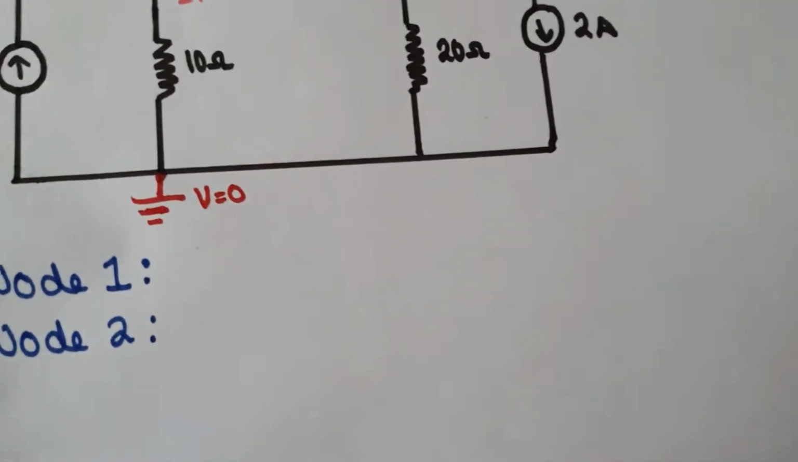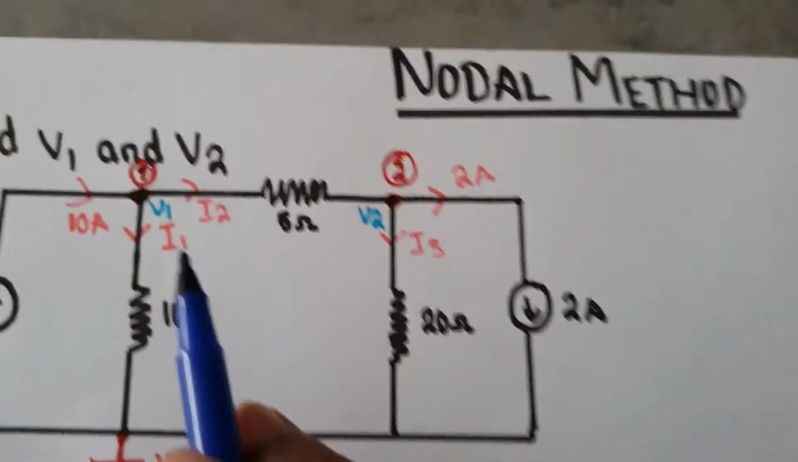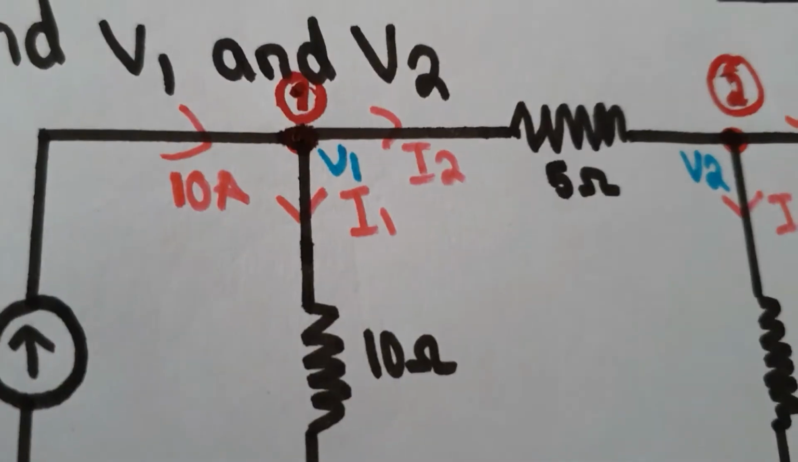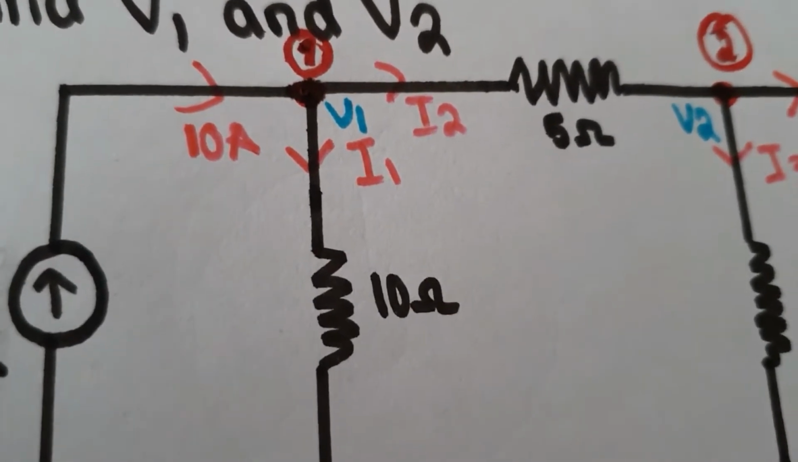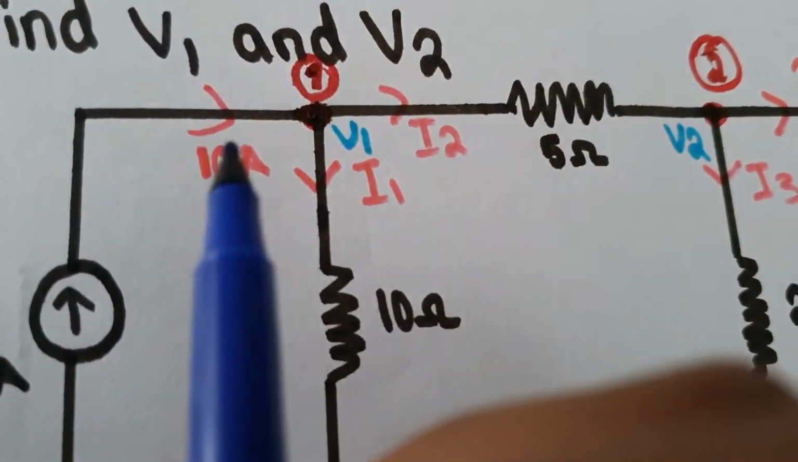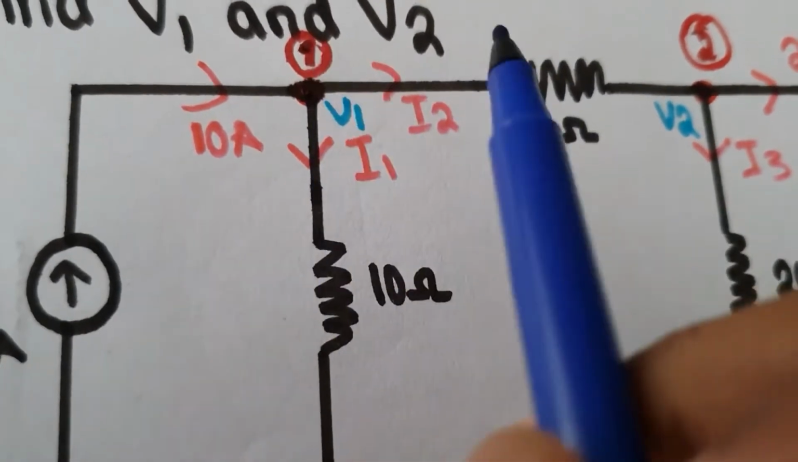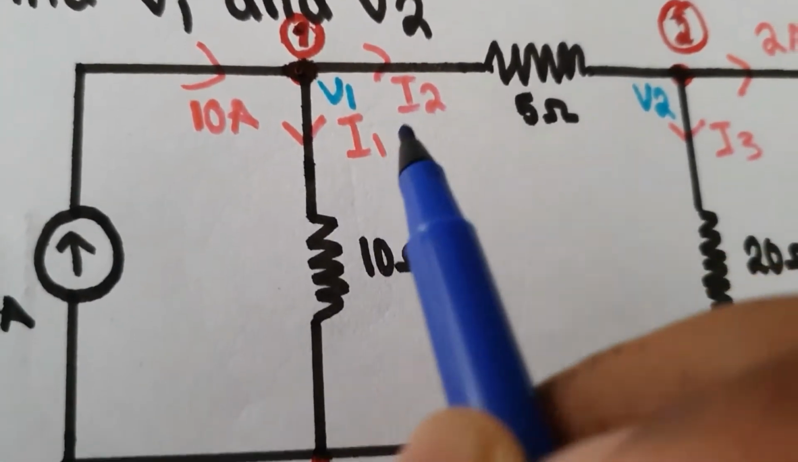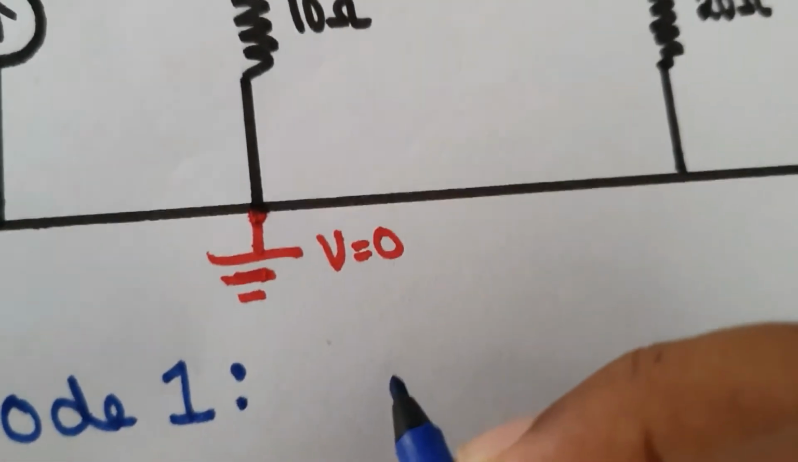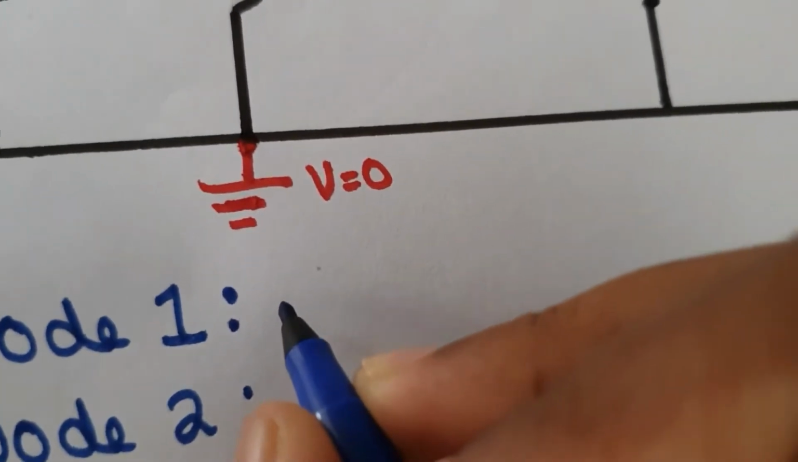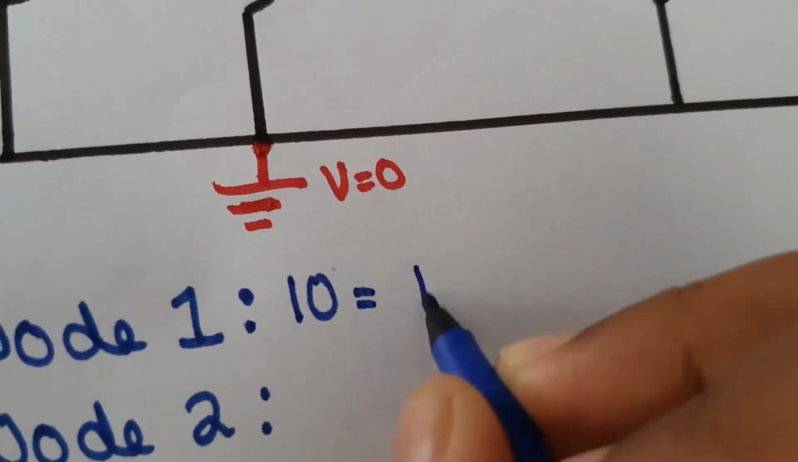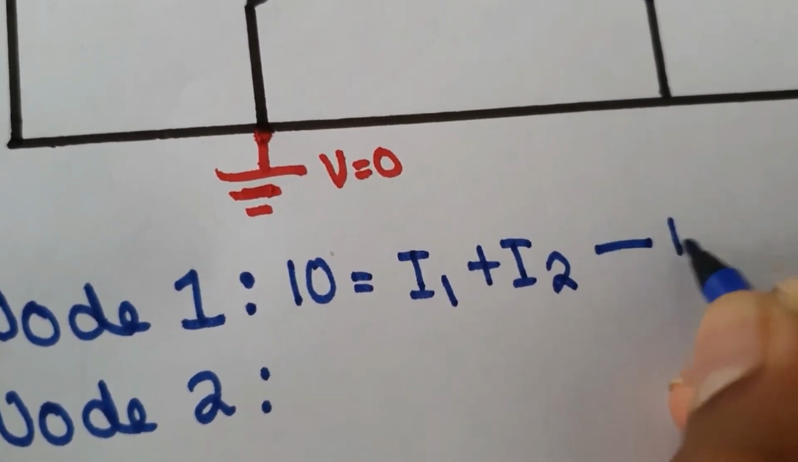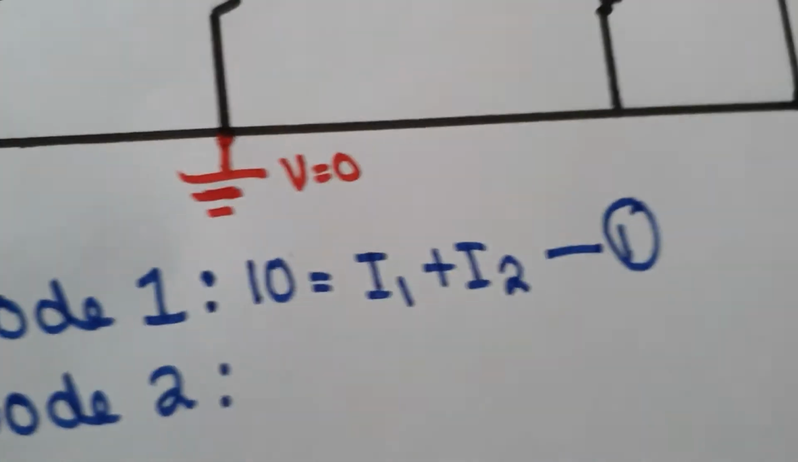I've written node 1 and node 2, so we're going to apply Kirchhoff's current law at node 1 and node 2 to get two equations. In node 1, there's only one current entering, that's the 10 ampere, and there are two currents leaving, I2 and I1. So the current entering equals the current leaving: 10 equals I1 plus I2. We got our first equation.